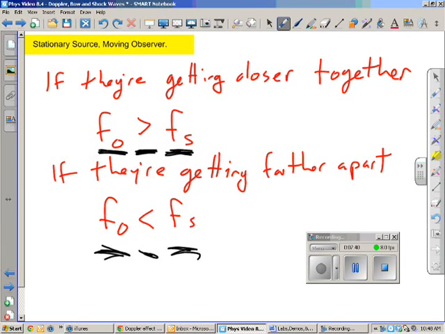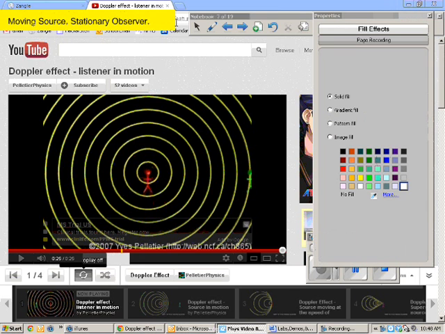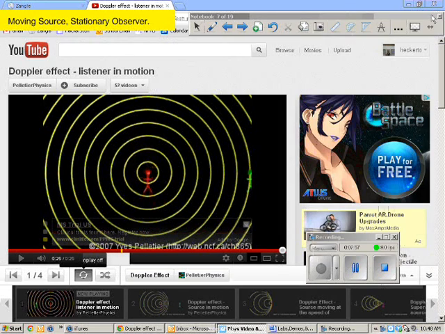So now the next question is this. What if the source moves, but the observer doesn't move? That's where things start to get a little bit more interesting, all right? So let me show you what happens there. We are going to get rid of this and skip to the next video.